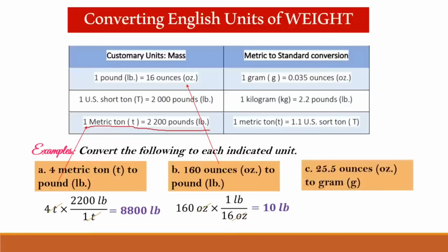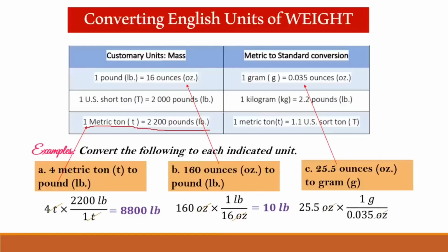For the third example, we are going to convert 25.5 ounces to gram. From our table, we can use the conversion 1 gram is equal to 0.035 ounces. And we have 25.5 ounces times 1 gram over 0.035 ounce.